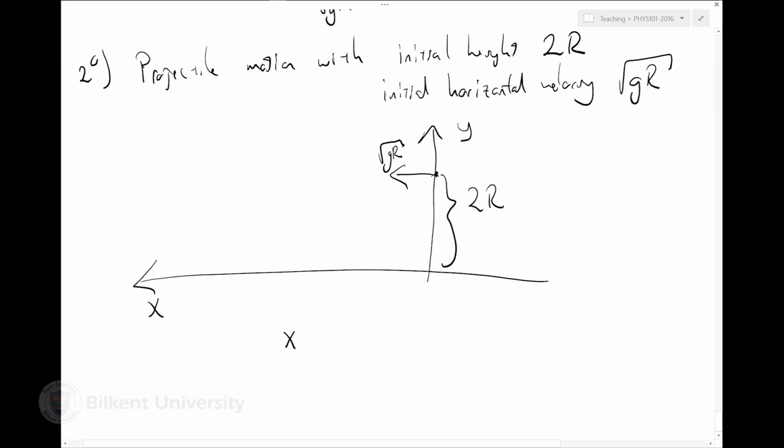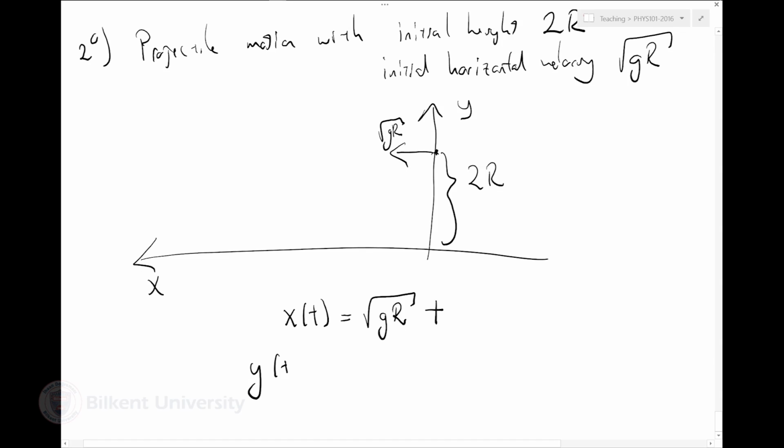So what will the dependence of x on time be? This is just going to be motion with constant velocity. So it's going to be square root of gr times t. How about y of t? Well, I have an initial value 2r, right? At time t equals 0, I'm at 2r. Do I have any initial velocity in the y-axis? No, I don't have any initial velocity. So I only have the acceleration term, 1/2 g t square.